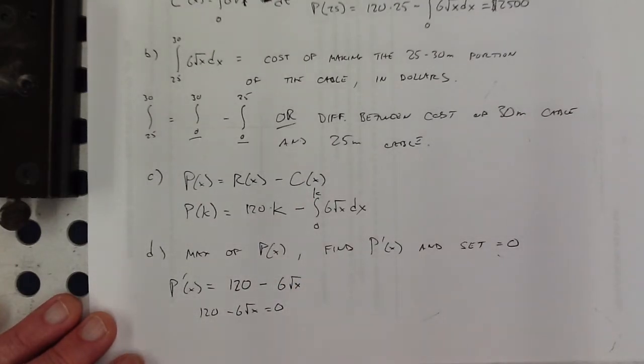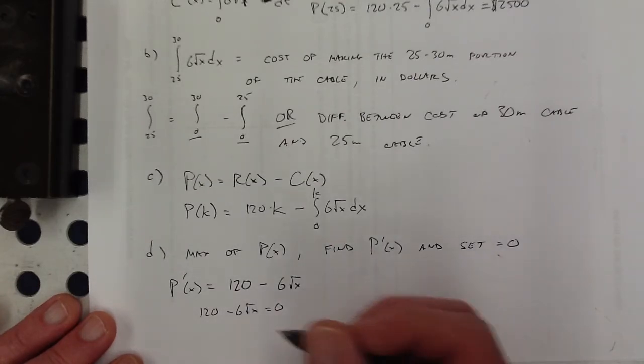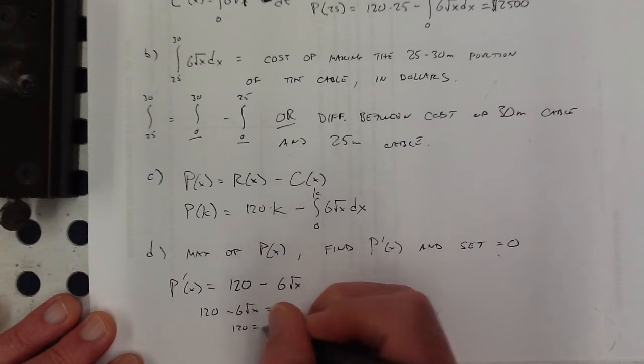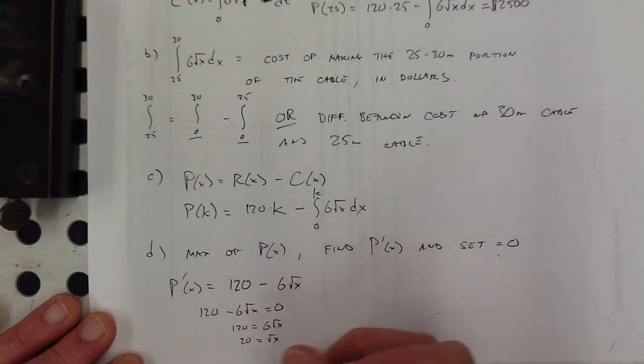How are you going to deal with this? You're going to use your calculator. You could. This is just a little bit too easy to do without a calculator, I think. If I do that, divide by 6, square both sides. So x is equal to 400.